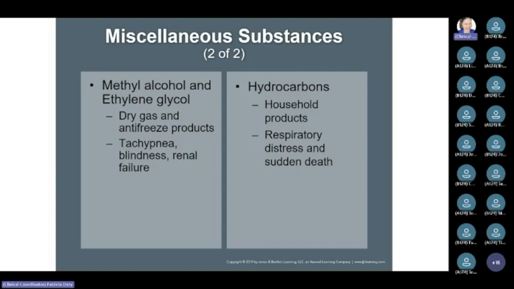Methyl alcohol and ethylene glycol. That's more of your antifreeze stuff, and that's going to cause tachypnea, blindness, renal failure. And then your hydrocarbons, those are more of your household products, and those cause respiratory distress and sudden death. Remember, if it's a hydrocarbon, you cannot give them activated charcoal.